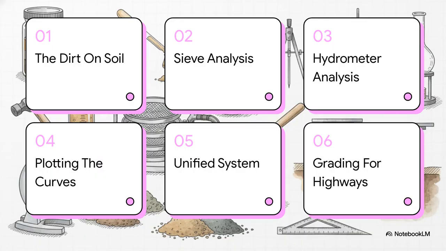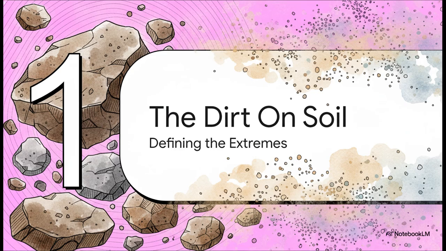So here is our roadmap for today. We'll start with the dirt on soil, move into shaking it up with sieve analysis, settling down with hydrometer analysis, plotting the curves, the unified soil classification system, and finally, grading for highways. All right, part one, the dirt on soil, defining the extremes.